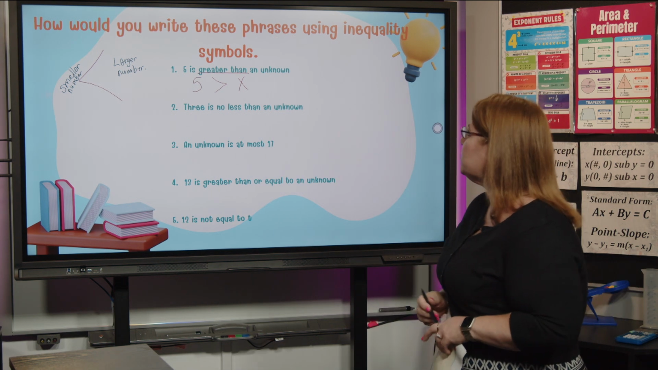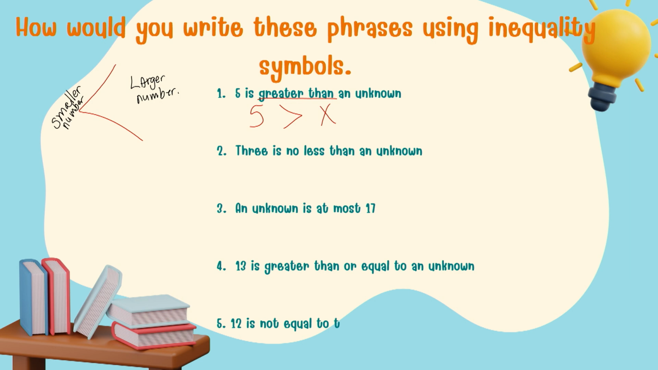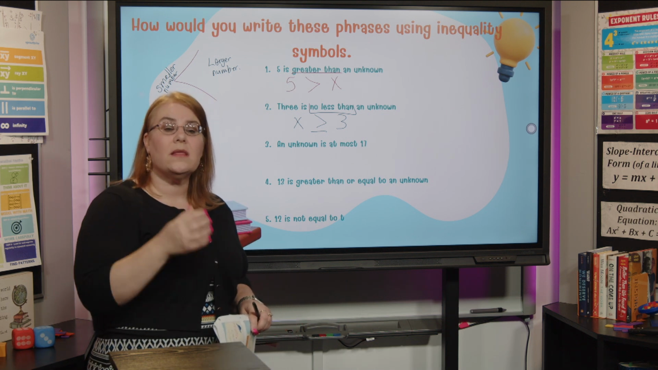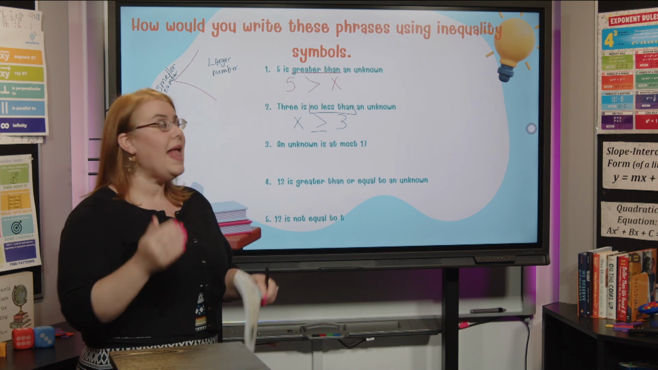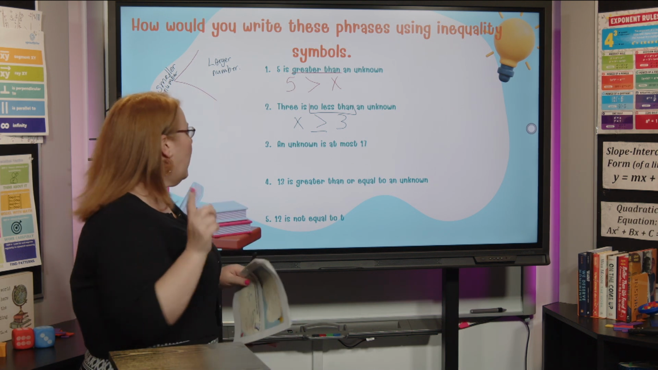All right, let's look at number 2. 3 is no less than an unknown. So let's just write the unknown first and then 3. But no less than, how would I write that? 3 is no less than an unknown, meaning my unknown is going to be bigger than my 3. So here's another instance where we have to read the meaning of the inequality and not just a point.